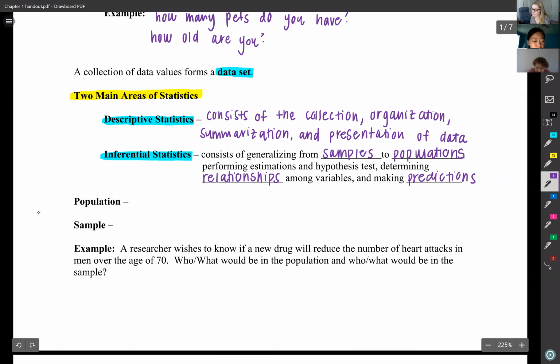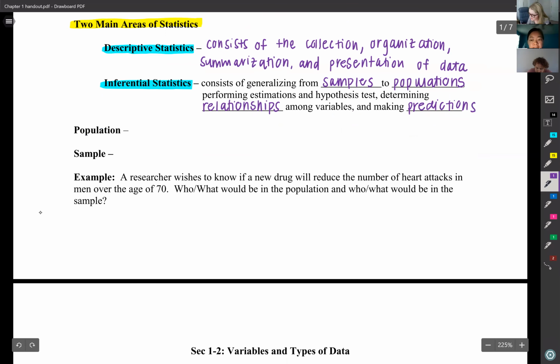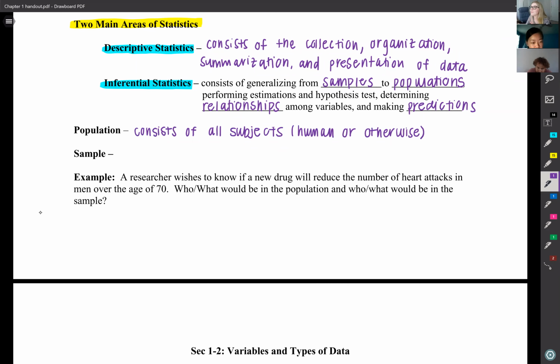Just getting these definitions from the textbook, a population consists of all subjects, and the book even says human or otherwise. So yes, your subjects, or the thing you were doing an experiment with, could be dogs. Doesn't have to be human. That are being studied.